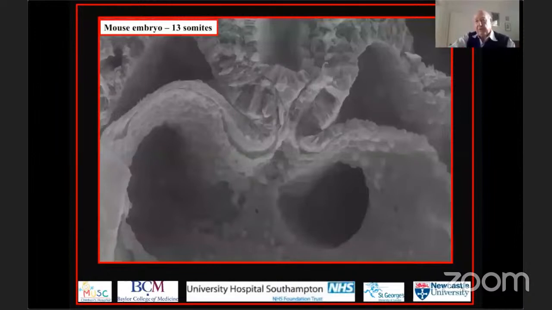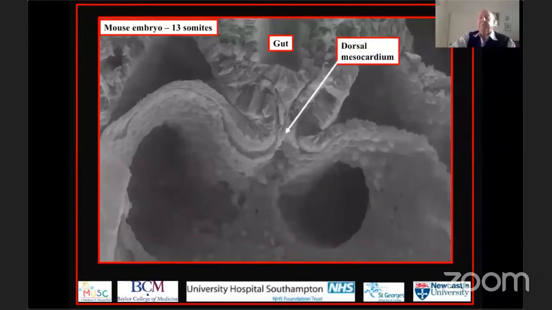And this is what it looks like after we've tilted the heart tube towards you. So there at the back now, you see the gut. And I mentioned previously the dorsal mesocardium. This scanning electron micrograph shows you very nicely how the dorsal mesocardium produces continuity between the walls of the developing primary atrial component and the pharyngeal mesenchyme.